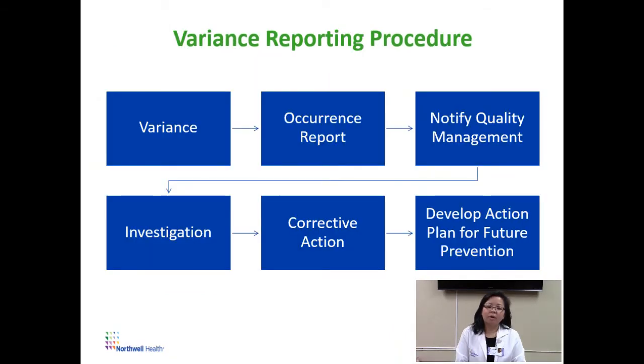So let's review the variance reporting procedure. If an occurrence occurs, first is the variance occurrence report, and then notifying your quality management. And quality is at all your facility sites. Investigation of it, and seeing the corrective action. And at the end, making sure you're developing that action to prevent further errors. And that happens at your facility.